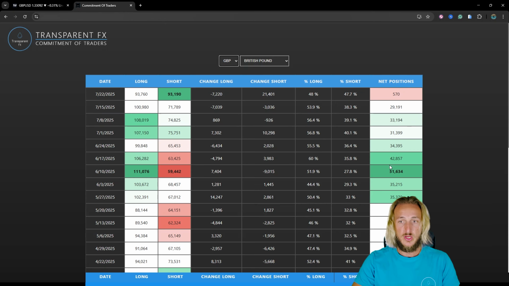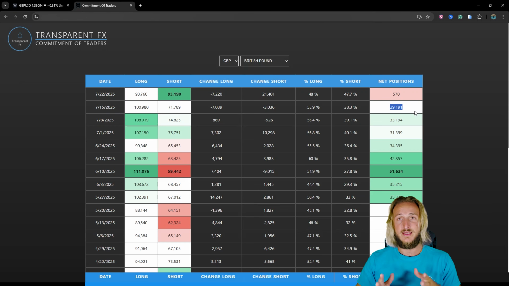We had a situation in which we were going from the top here at 51.6k net positions, with institutions holding 111,000 longs compared to only 59,000 shorts, all the way down to first 42k, 34k, 31k, then a slight increase, then again down to 29k. Now we are only at 570.